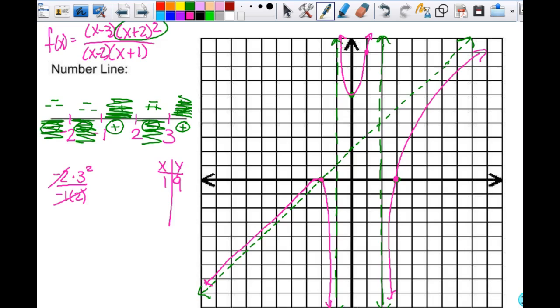Any questions at all? Good? All right, isn't graphing fun? It's fun. Oh, the answer is yes.